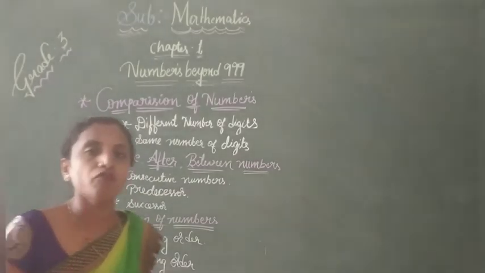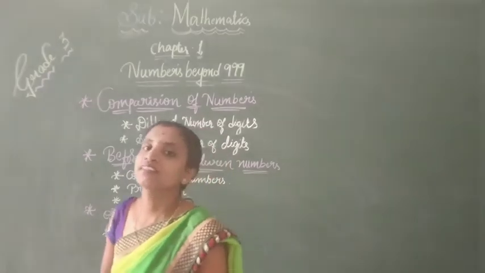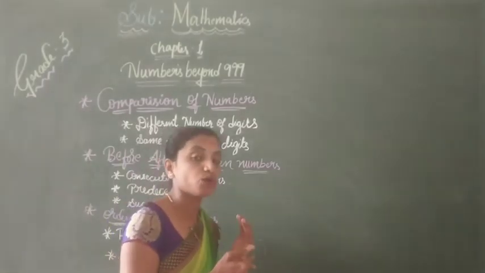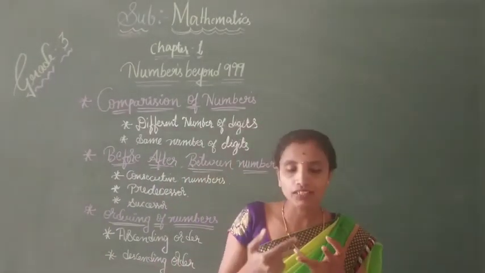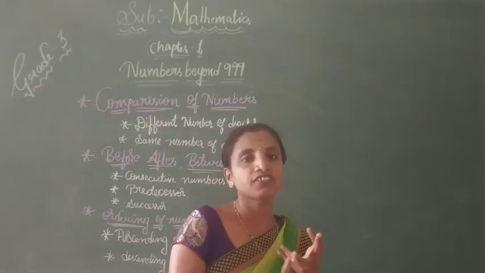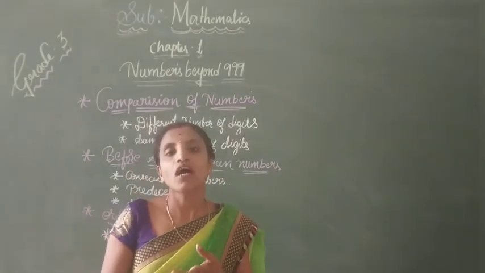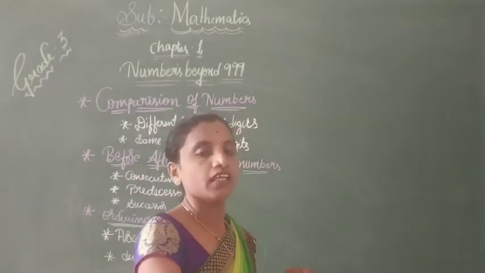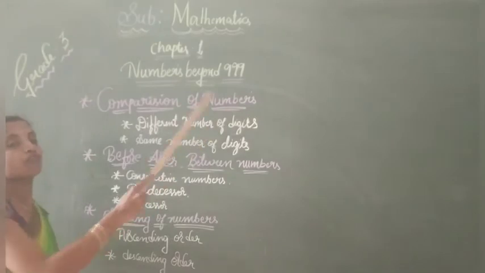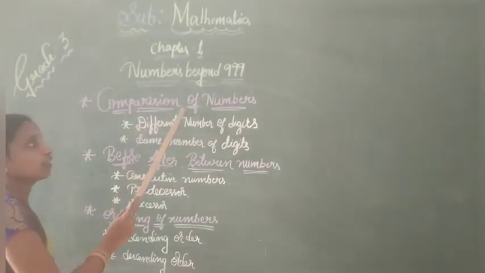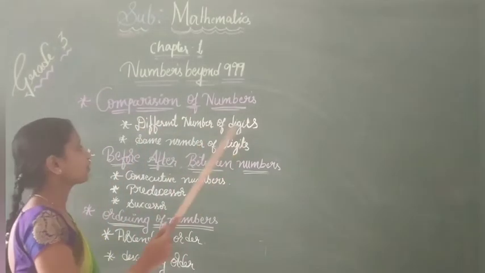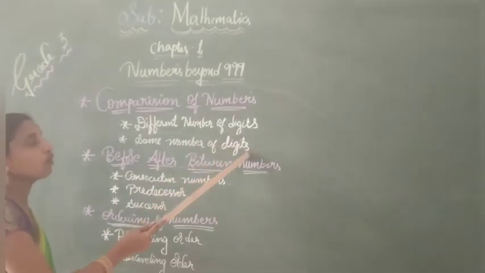What are the topics we discussed in the last class? Yes, we discussed the 4-digit numbers and how to write the number names, and also the place value and face value of given digits, and the expanded form and short form. In this class we are going to discuss the comparison of numbers, with different numbers of digits and the same number of digits.